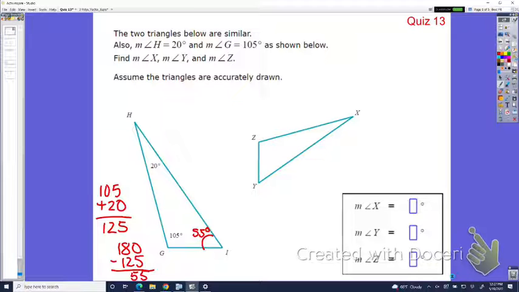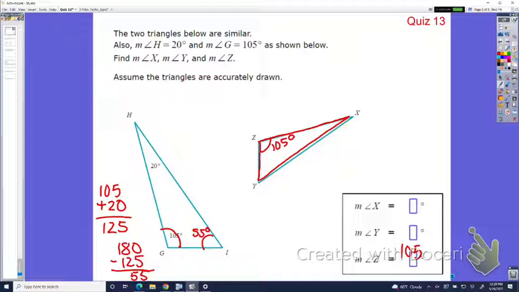Now triangle ZYX is similar to the bigger triangle. So what similarity means is they're the same shape, but one's larger than the other. However, the angles are all congruent. So if you imagine twisting XYZ's triangle to match up with HIG, you have to match up the angles. So this one at Z is the same as G. So Z and G are both 105.